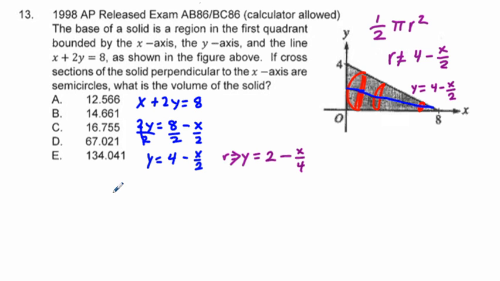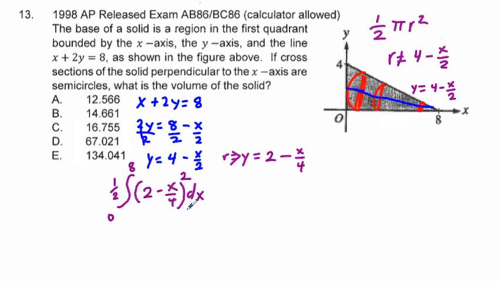And so our answer is going to be a semicircle, 1/2, and we're going to go from x equals 0 to 8, and we have r, and r we determined is 2 minus x over 4, and we have dx, but pi r squared, we've got to square this thing.